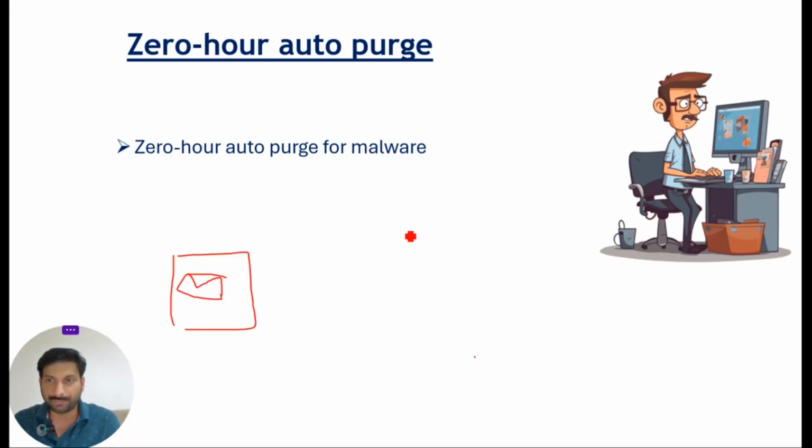If the system finds a delivered message that contains malware, ZAP quarantines the messages that contain the malware attachment. If this mail has some malware attachment, what zero-hour auto purge will do? This will quarantine the message that contains the malware attachment. By default, only admin can view and manage quarantined malware messages. As we know, only administrator can view and release those quarantined malware messages.